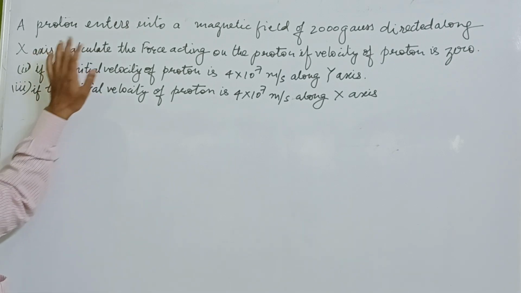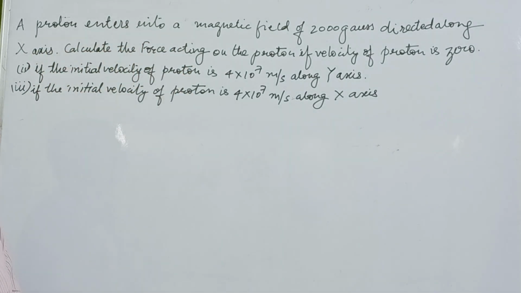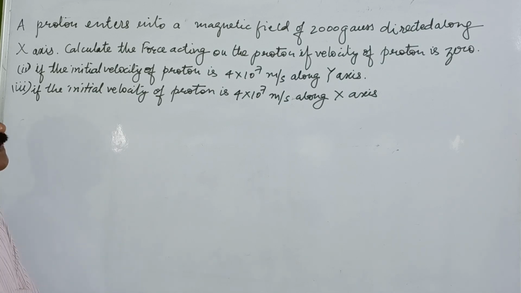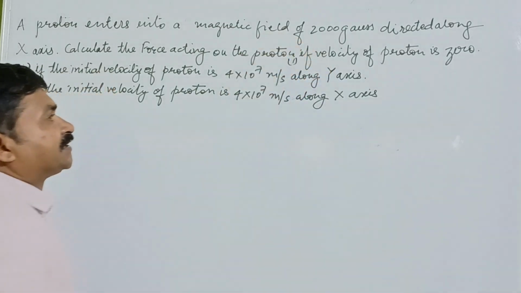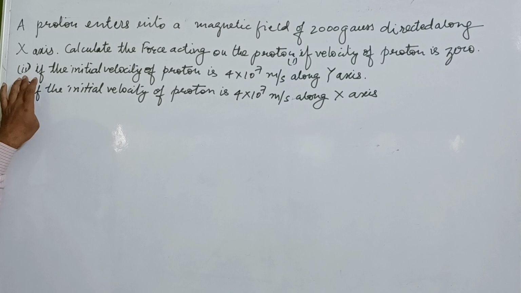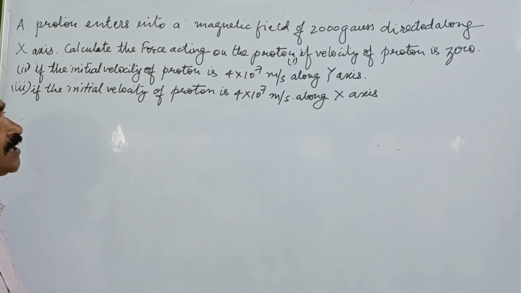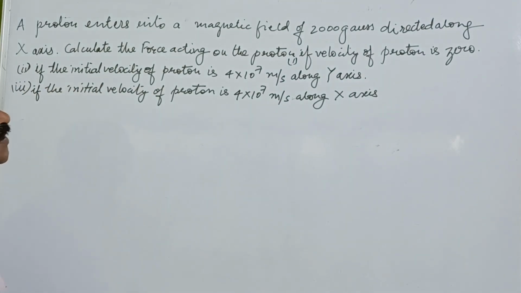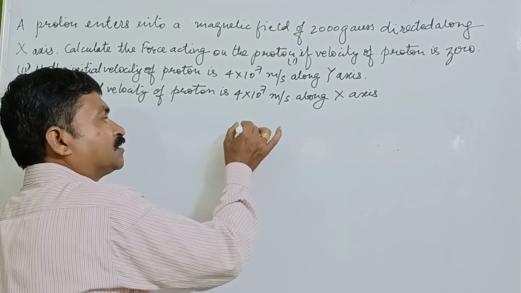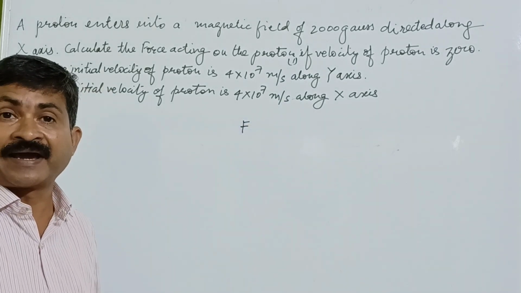A proton enters into a magnetic field of 2000 Gauss directed along the x-axis. Calculate the force acting on the proton if the velocity of the proton is 0. This is the first part. Second part, if the initial velocity of the proton is 4 into 10 raised to the power 7 meter per second along the y-axis, and if the initial velocity of the proton is 4 into 10 raised to the power 7 meter per second along the x-axis.